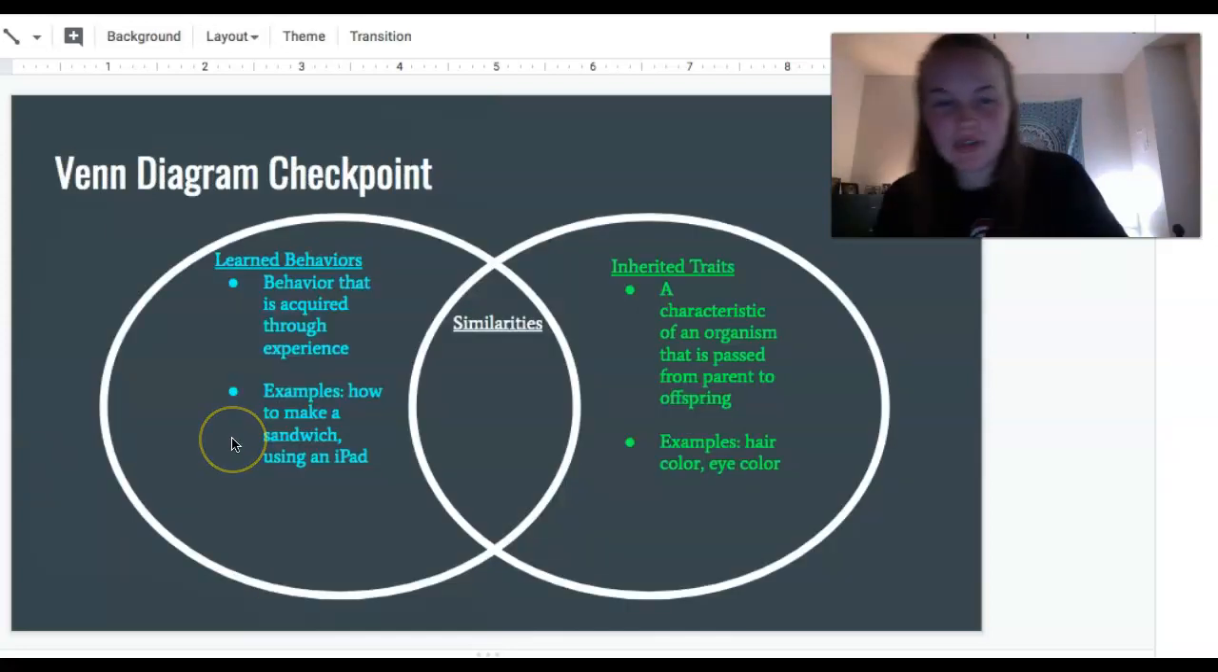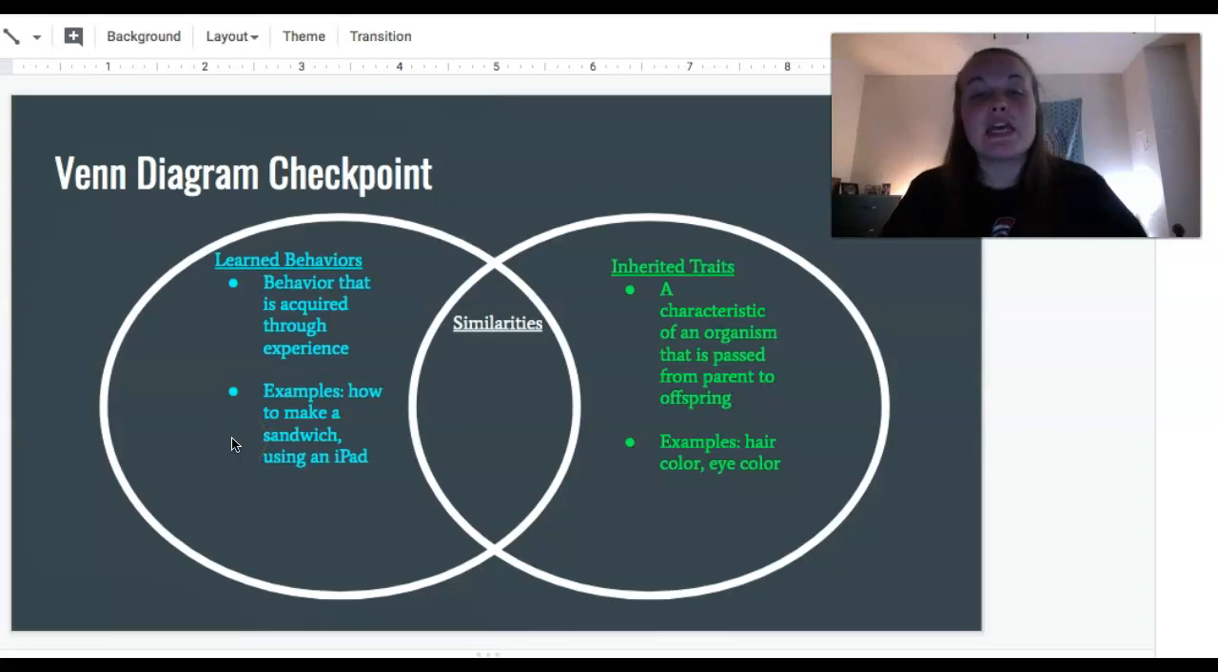Alright, so we are going to have our final Venn diagram checkpoint. In this Venn diagram checkpoint, I have listed 2 examples of each side of our Venn diagram: 2 learned behaviors, 2 inherited traits. This further illustrates just the differences between the two and what it really means that we acquire it through experience. We're not born using an iPad, but most of you know how to use one, and we don't learn our eye color. We are born with our eye color.